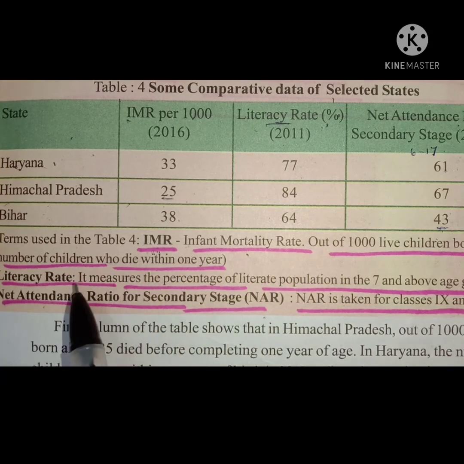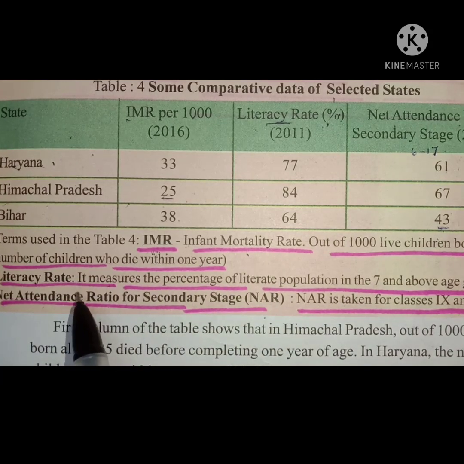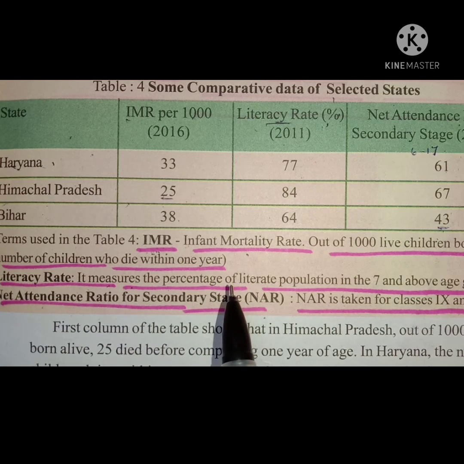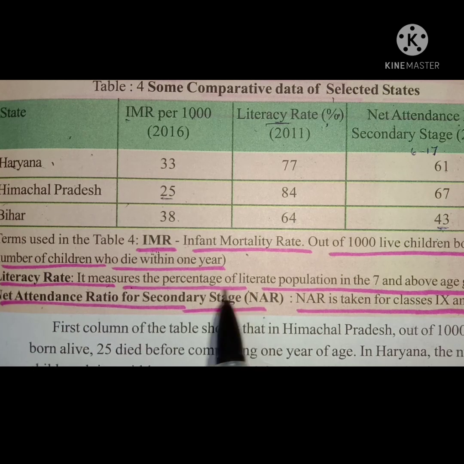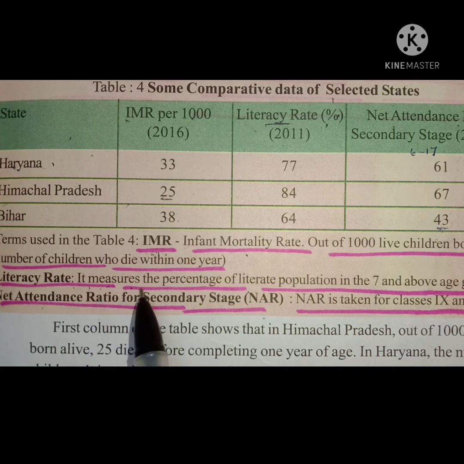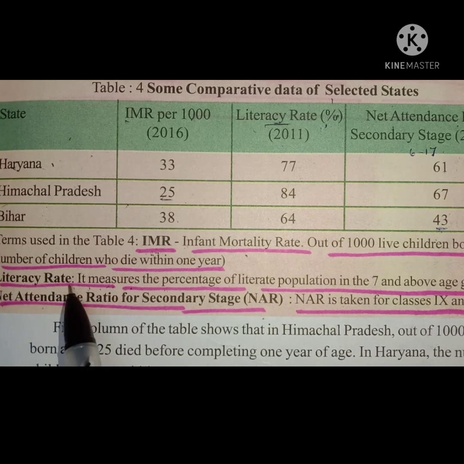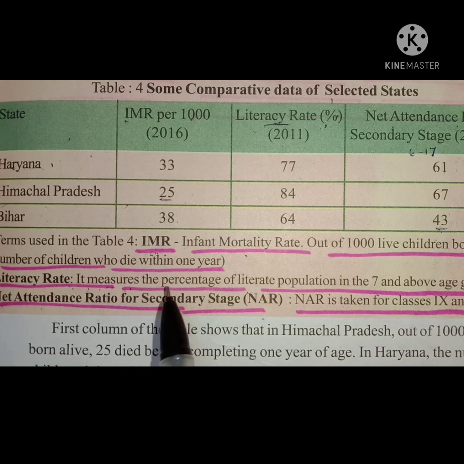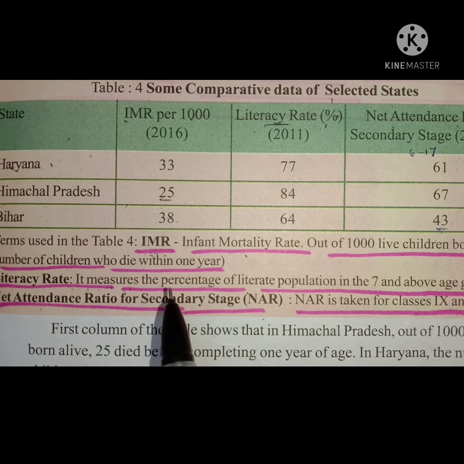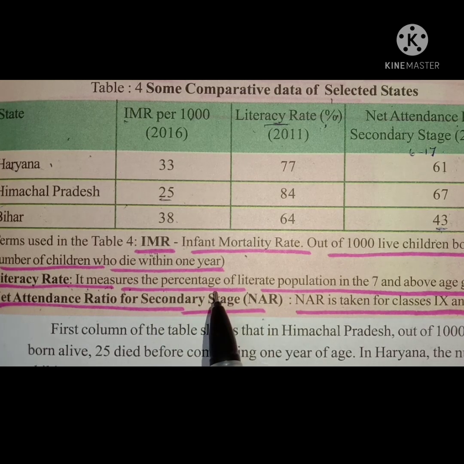Next, literacy rate. Literacy rate measures the percentage of literate population in the 7 and above age group. Understand? This is also a 1 mark important question. Literacy rate measures the percentage of literate population in the age group 7 and above. Understand, children?